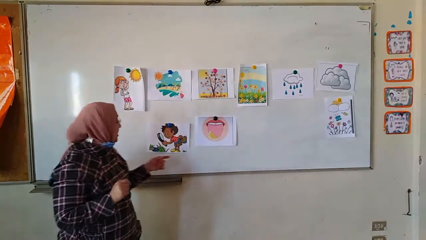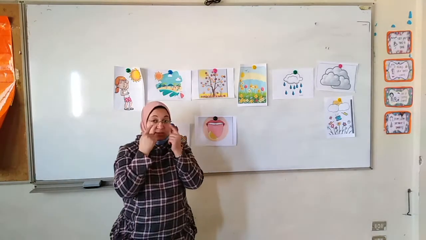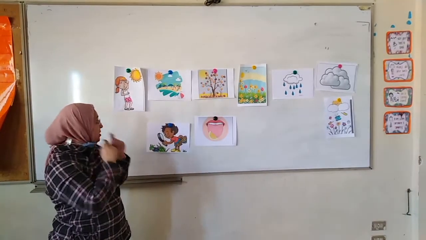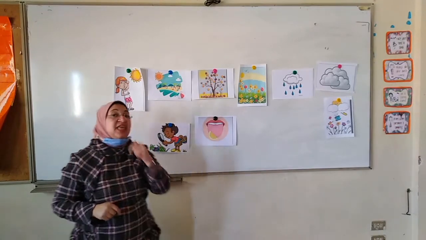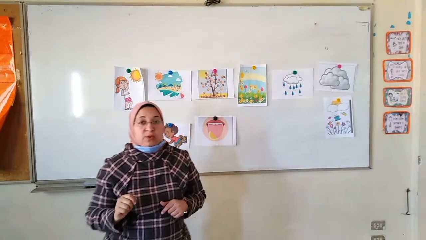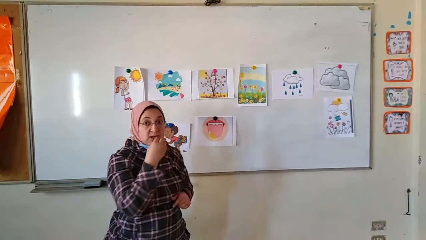So the first sense we have is sight. Sight means to see with your eyes. The second one we have is taste, to taste the food, like when we taste something with our tongue.